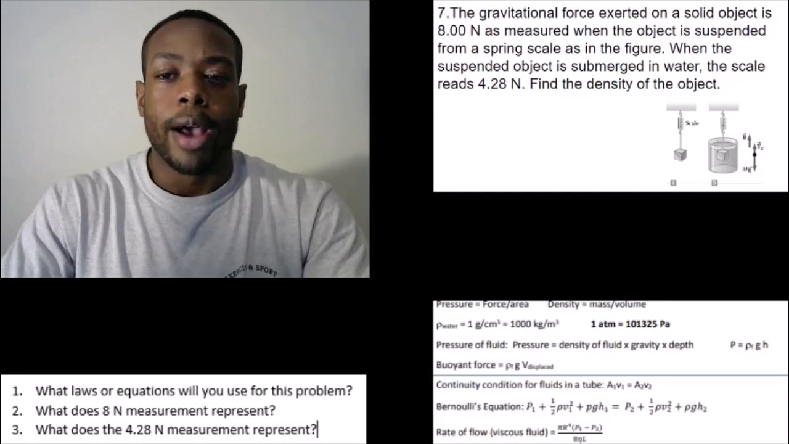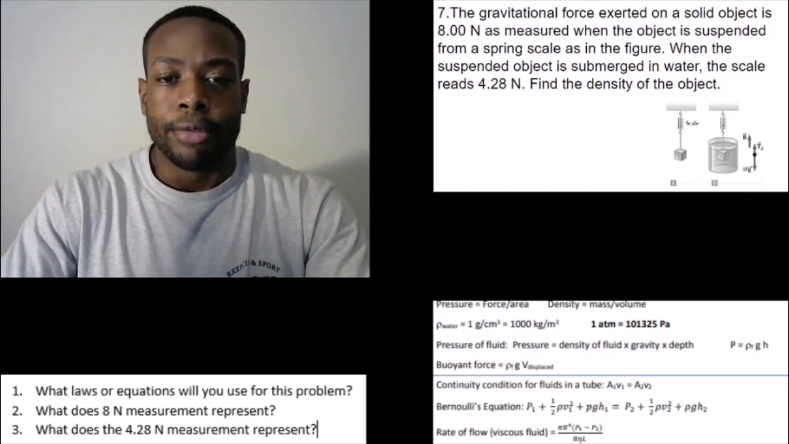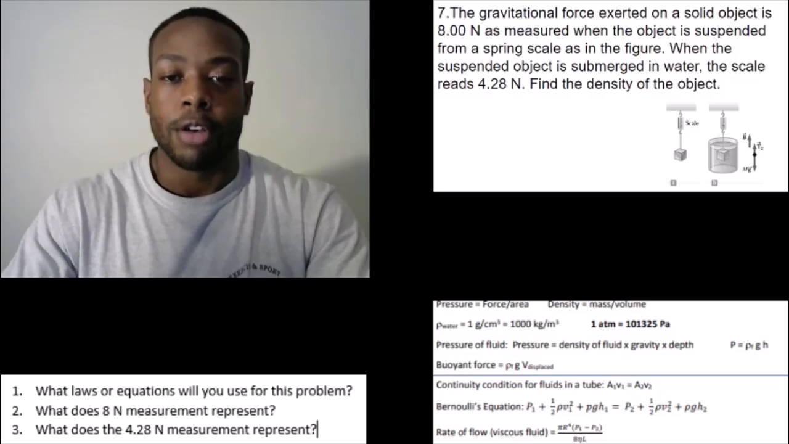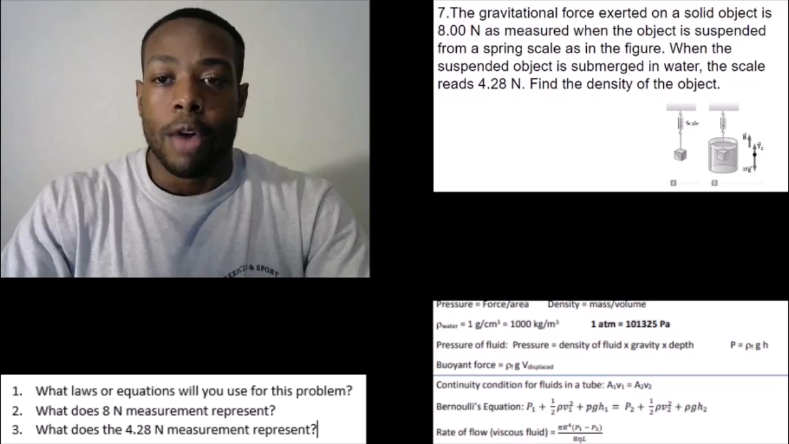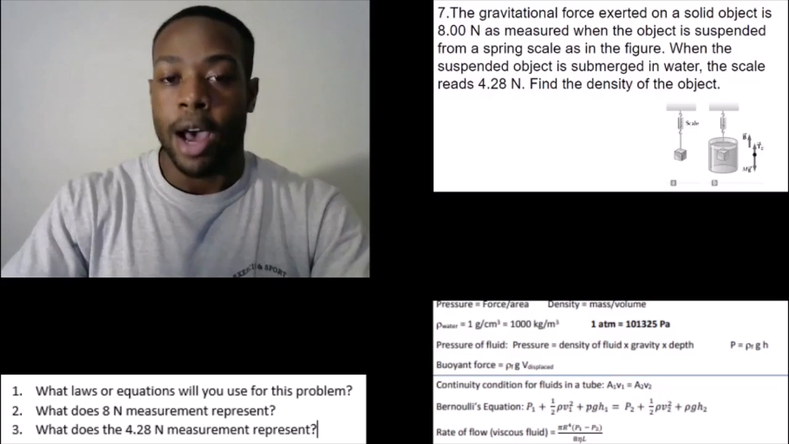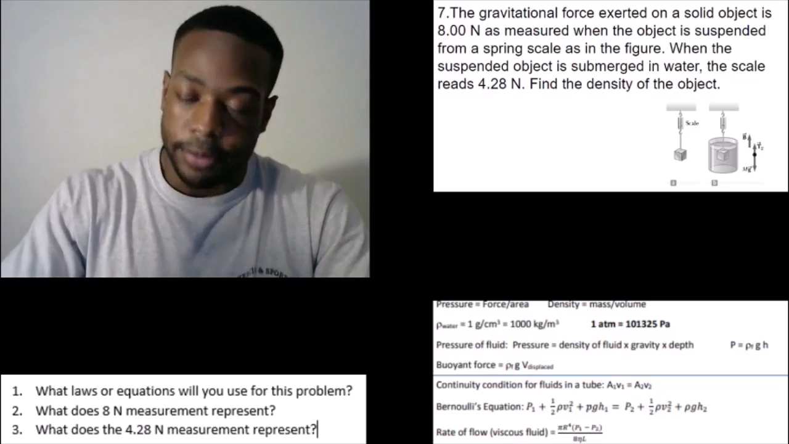Alright, now we're going to look at this problem. The gravitational force exerted on a solid object is 8 newtons as measured when the object is suspended from a spring scale. So we've got a spring scale holding the object and measuring its weight. When the suspended object is submerged in water, the scale reads 4.28 newtons. You want to find the density of the object. So take your time to write out what we're given and what we want to find, right?